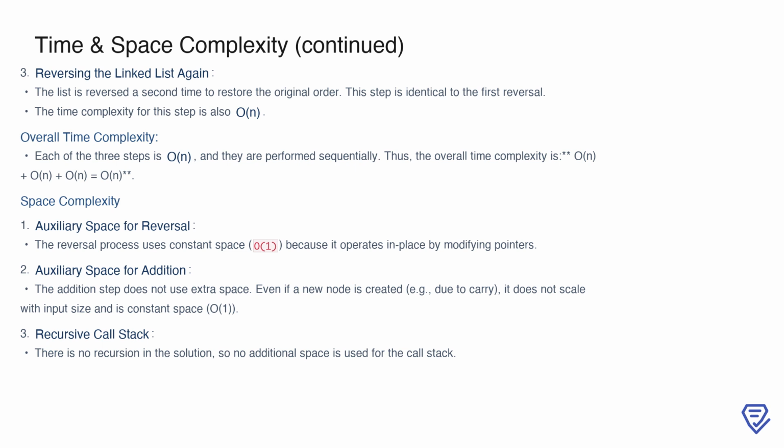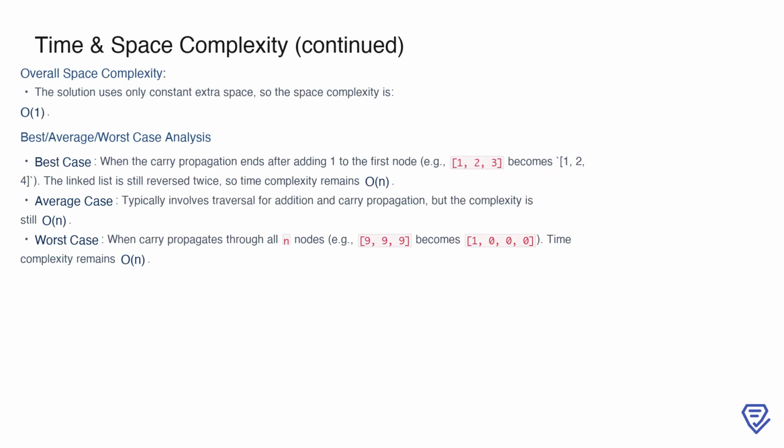Shifting focus to space complexity, we see that the reversal process operates in place, modifying pointers directly, which means it uses constant space, or O(1). Similarly, the addition step does not require extra space, even when a new node is created due to carry, as this operation is constant in space. Importantly, since there are no recursive calls in our solution, we avoid any additional space usage from the call stack. With this in mind, the overall space complexity of the solution is O(1), because it uses only constant extra space.